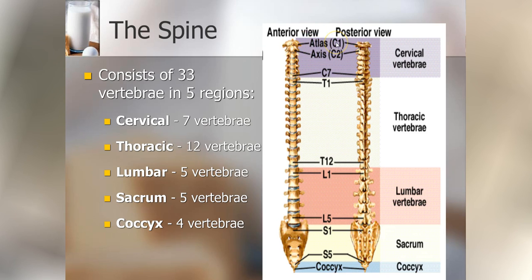Now C1 is a hinge type joint which is responsible for the yes or nodding movement of the head, so the flexion and extension of the head, forward and back. And then the axis is a pivot joint, which is where we rotate our head side to side. So I guess you could call it the no joint. So two independently operated vertebrae there.